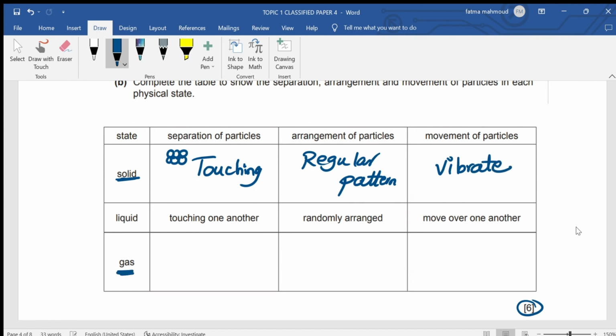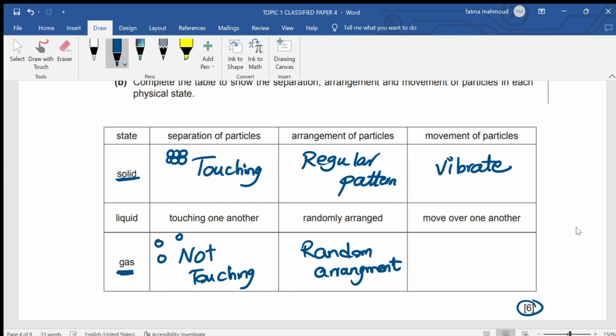What about the gas particles? The gas particles, are they touching? No, they are not touching. As we know, the gas particles are far apart from each other. What about the arrangement of the particles? They have random arrangement. What about the movement of the particles? They move randomly in all directions.